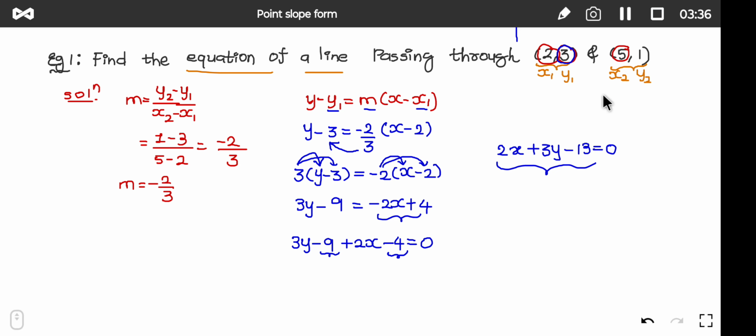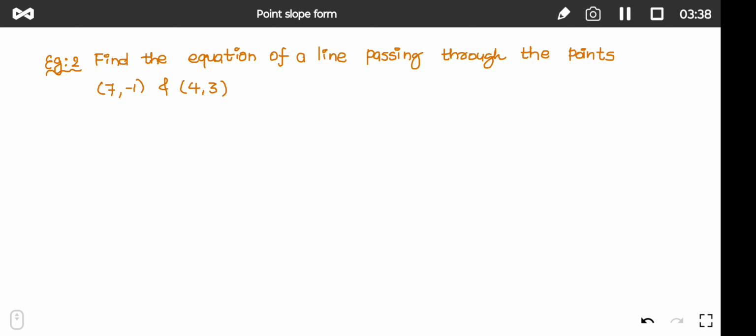Look at one more example. The question is: find the equation of a line passing through the points 7, minus 1 and 4, 3. Again, the line is passing through 2 points that are given, and we have to find the equation of the line. So our formula is the same: y minus y1 is equal to m times x minus x1.